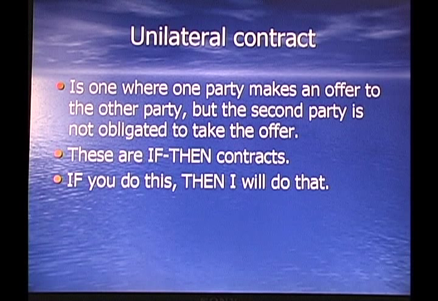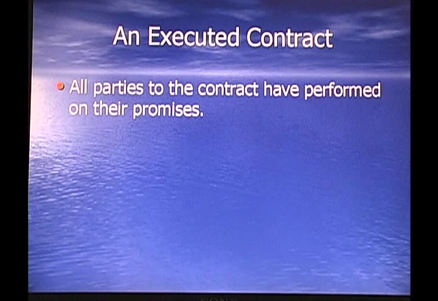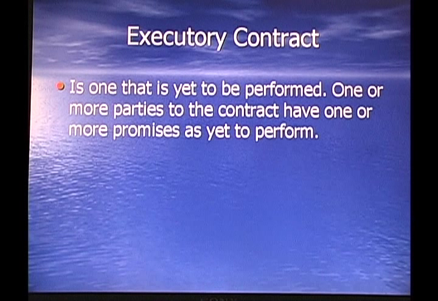Then you have the unilateral contract. This is a one-way contract. This is one where the party makes an offer to the other party, but the second party is not obliged to take the offer. These are if-then contracts. If you do this, then I will do that. An executed contract: all parties to the contract have performed on their promises. An executory contract is one that is yet to be performed. One or more parties to the contract have made one or more promises as yet to perform.